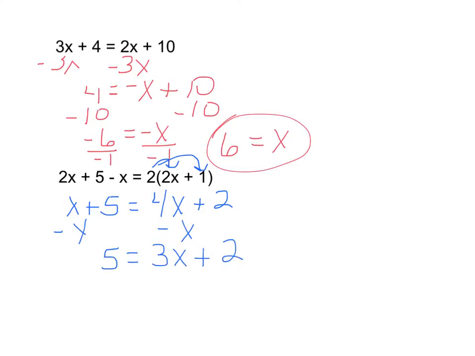And then I'm going to get rid of my numbers from the other side, so the minus 2, because my goal is to always get x by itself. 3 equals 3x. At this point, I'm going to divide both by 3, because that's the number in front of x, leaving me x equals 1.